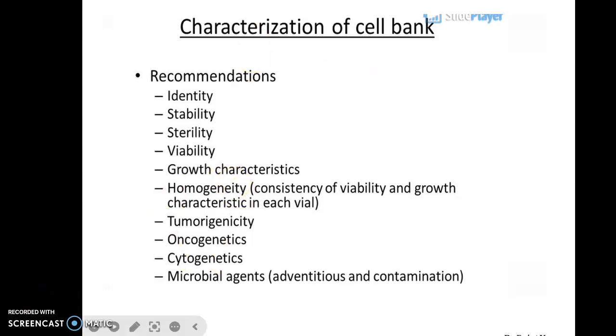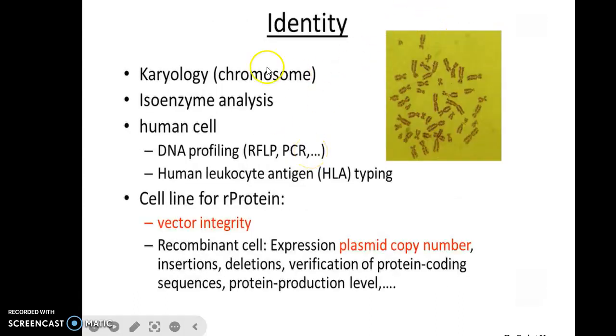Okay, now we will discuss the characterization of cell banks. That includes identity, stability, sterility, viability, growth characteristics, and so on. First of all, for identity or identification in cell banking, we can use karyology or chromosome analysis, and isozyme analysis. In case of human cells, you can use DNA profiling.